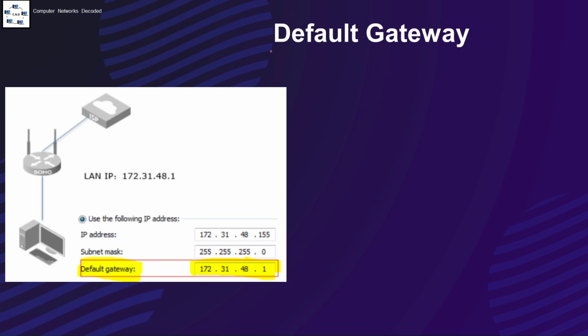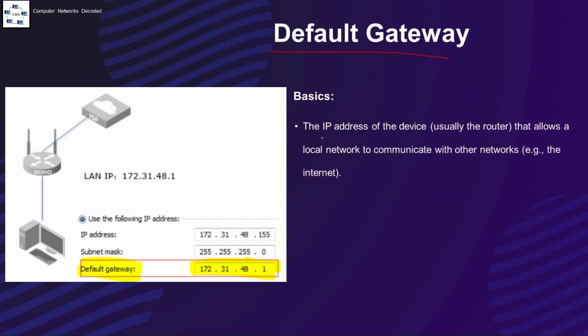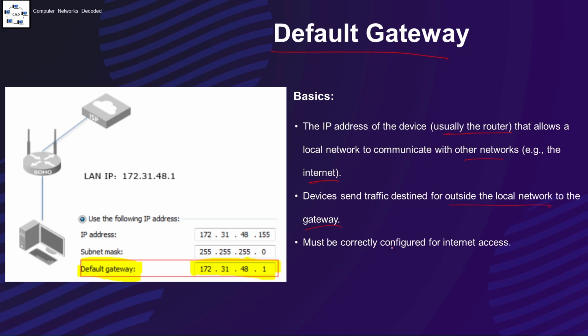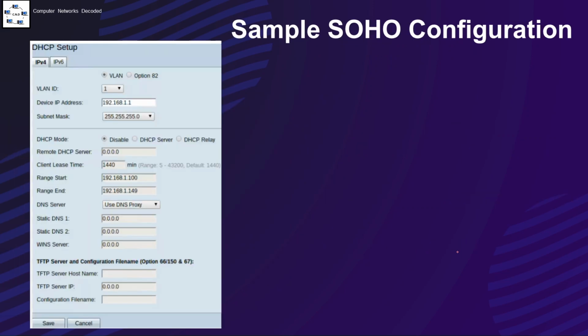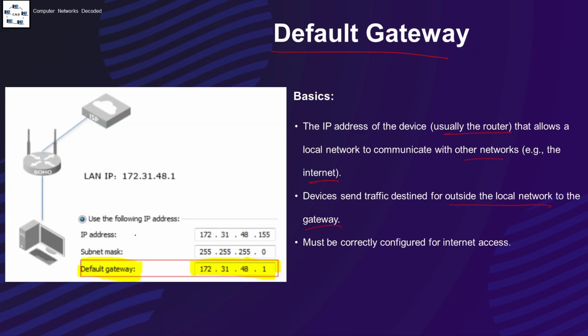Another important concept is the default gateway. It is the IP address of the device, usually the router, that allows a local network to communicate with other networks, for example the internet. Devices send traffic destined for outside the local network to the gateway, and it must be correctly configured for internet access. So let's have a look over here.